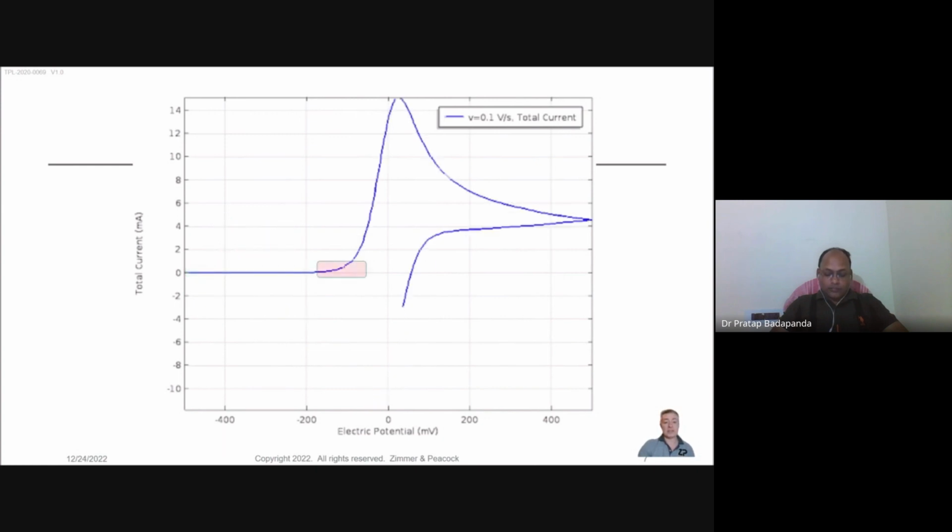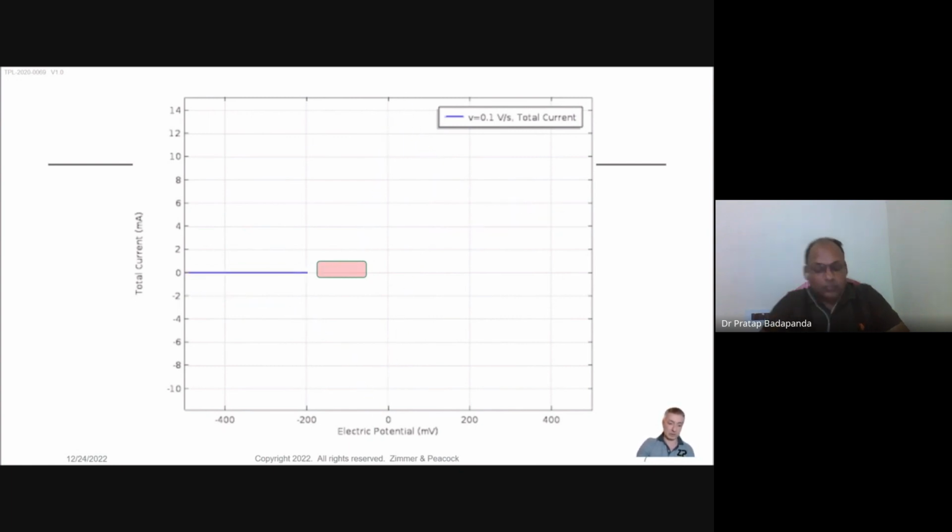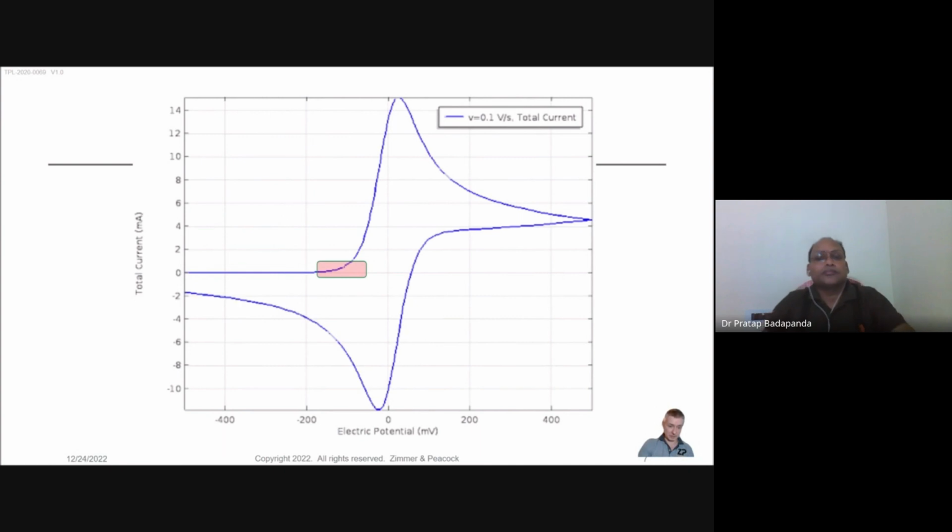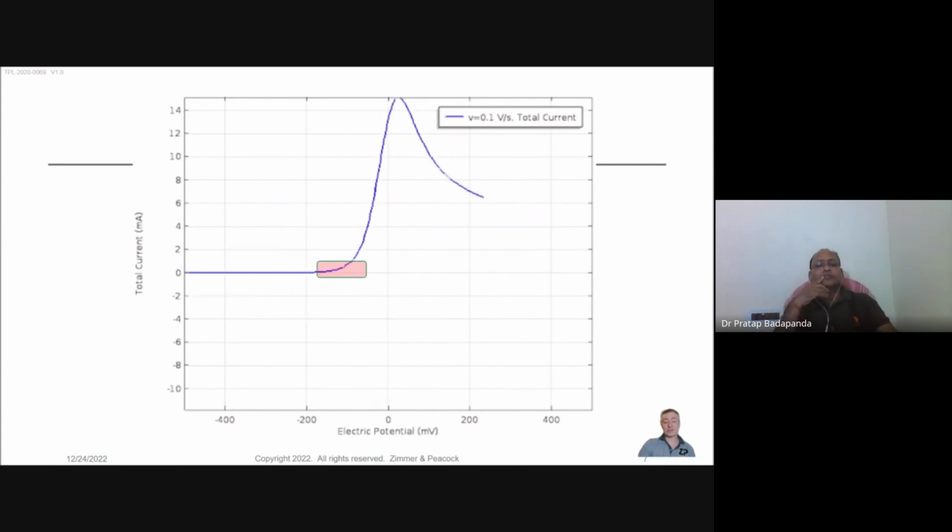Now, what happens next is we hit a region, and I would say this region is approximately minus 150 millivolts to about minus 50 millivolts. And I think that's approximately right. In this region, we can call it the kinetic region. What's happening is we are oxidizing the ferrocyanide to ferricyanide. So that is taking place.